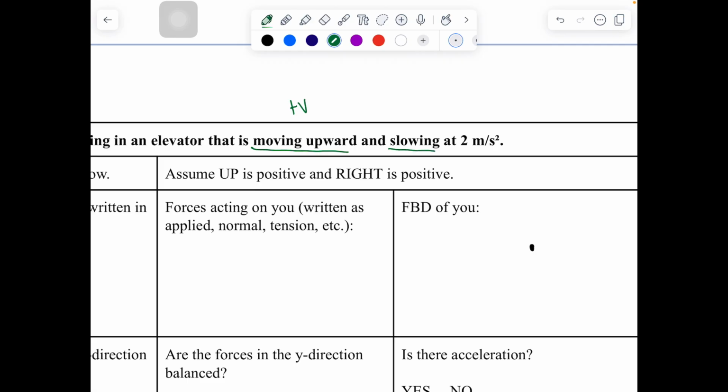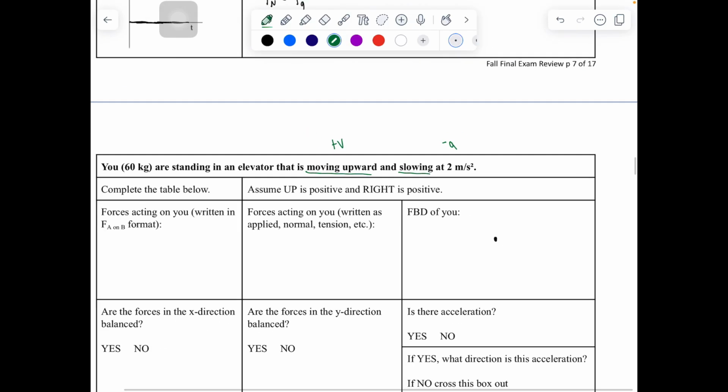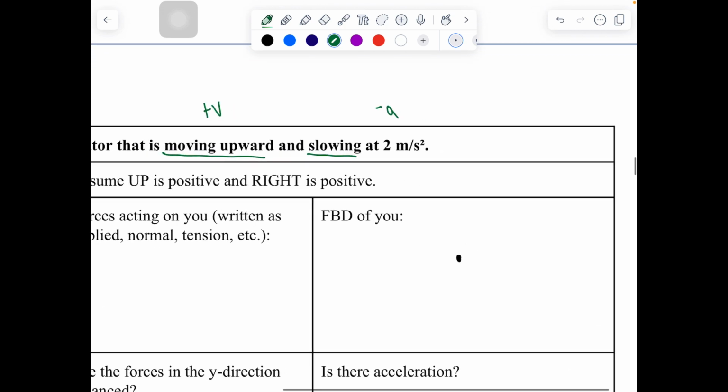We are slowing down. If you're slowing down, the only way that happens is if velocity and acceleration point opposite directions. So since we know our velocity is positive, our acceleration must be negative because we are slowing down. So that acceleration is negative 2 meters per second squared. Since we know we're slowing down, moving upwards, we have this negative acceleration. The only way that happens is if our downward force is larger than our upward force. We have normal force and gravity, but they are not balanced.